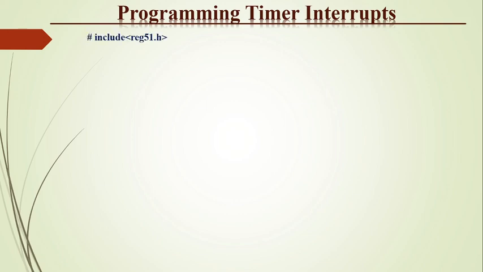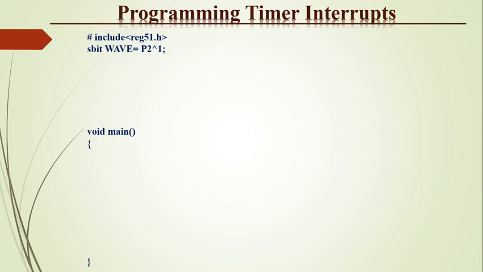Our first instruction is include reg51.h. This includes the header file required for the 8051. Then here P2.1 is the pin at which we have to generate the square wave. So I am defining this bit with the variable name wave using the data type sbit.